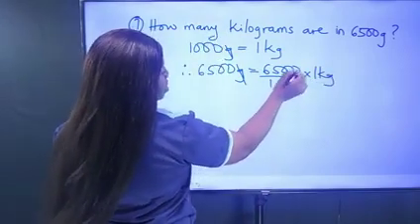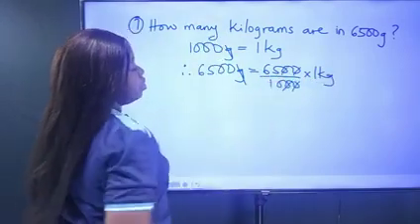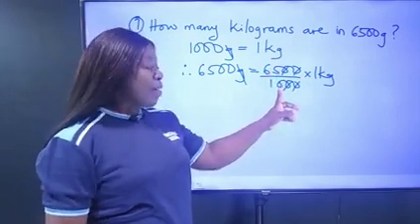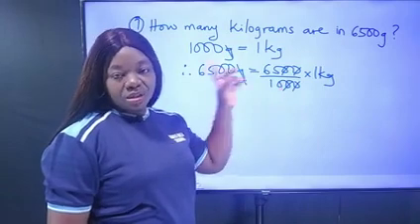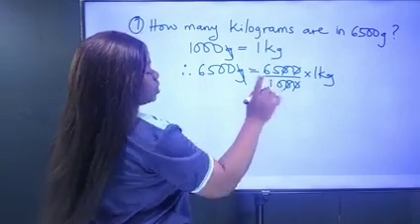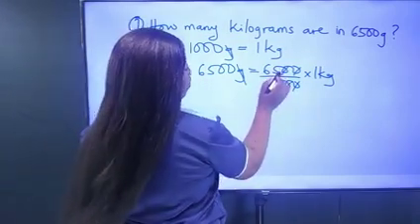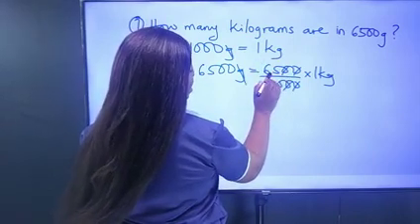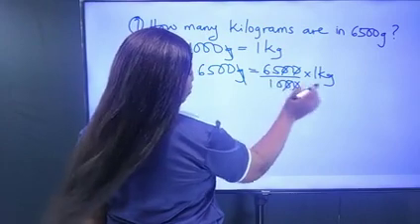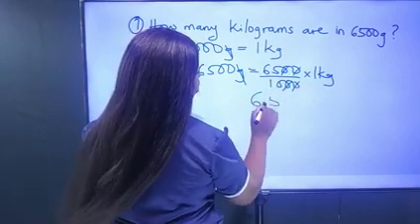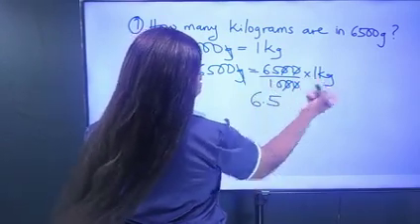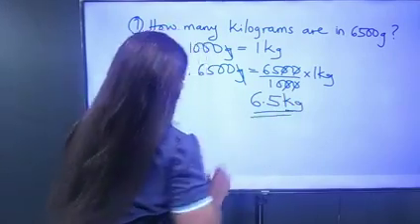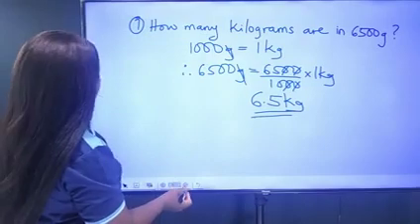So 0 cancel 0, 0 cancel 0. We are left with 65 divided by 10. When dividing by powers of 10, count from the decimal point to the left. So now 10 has 1 zero, so we'll be counting from the right to the left. 1. So let's count 1. It means our decimal point will be in between 6 and 5. So that will be 6.5. So 6.5 times 1 kilogram is the same as 6.5 kilograms. Now let's see the next question.